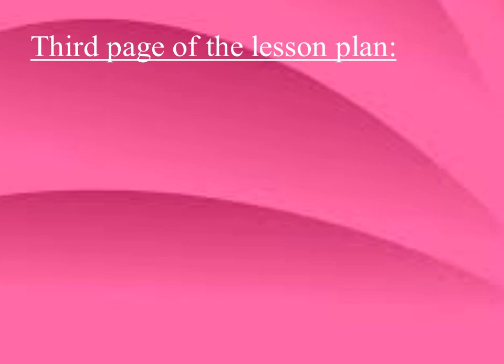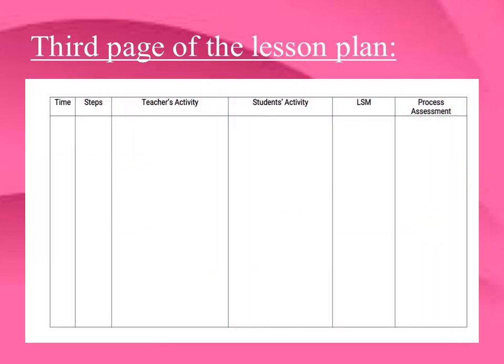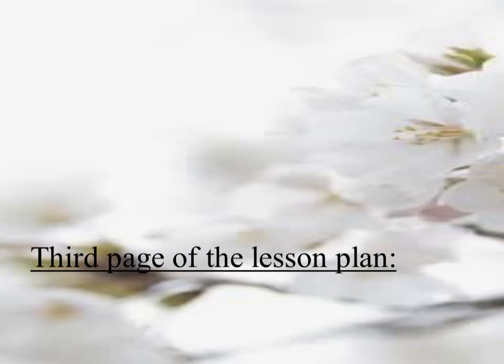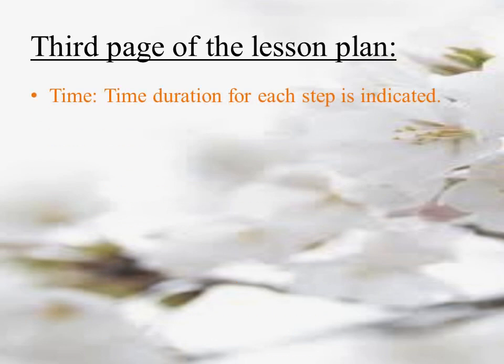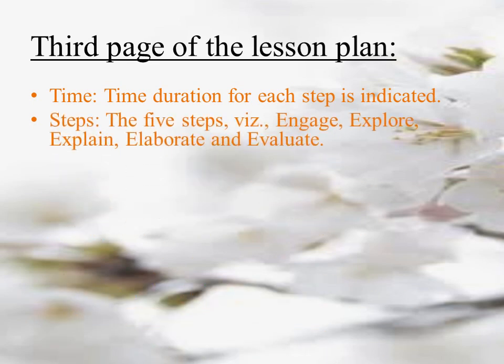Coming to the third page of the lesson plan, this is how the page will look like. We have the details such as time, steps, teacher's activity, student's activity, learning support material, process assessment. Time. Under this column, you will indicate the time duration for each step. Steps refers to the 5 E's, that is engage, explore, explain, elaborate, and evaluate.